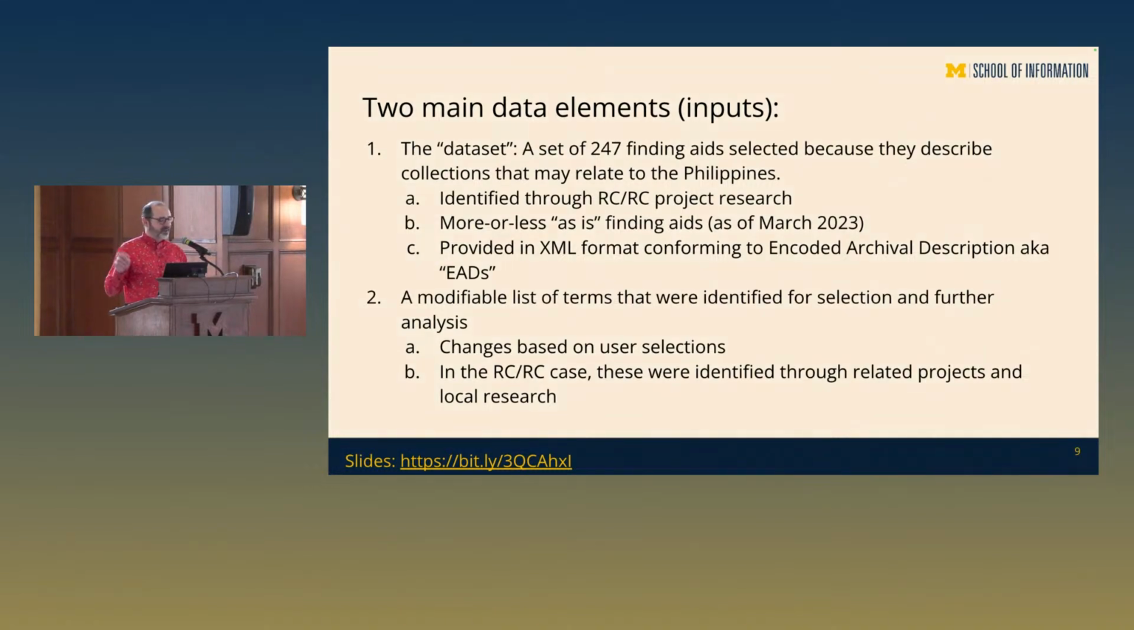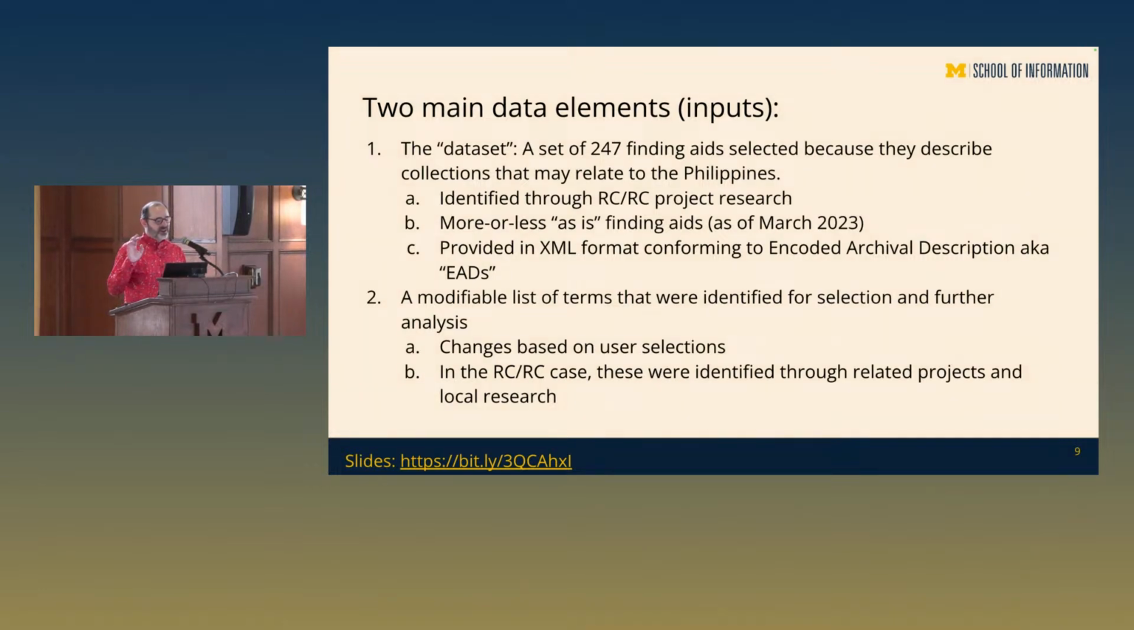One is what I call the data set, and that is the set of the finding aids that we were working with. These were identified by the Reconnect project, students and faculty that were working with them. We used the finding aids more or less as we received them from the repositories, which is to say they were XML documents in encoded archival description, or EADs. And the data that we're working from in these visualizations comes from March 2023, and there have been some updates. So in fact, if you look at some of the descriptions, you'll notice some of these problems have been addressed.